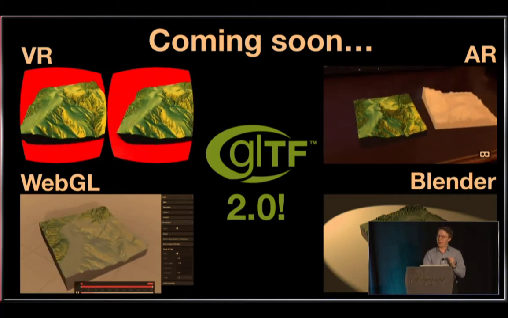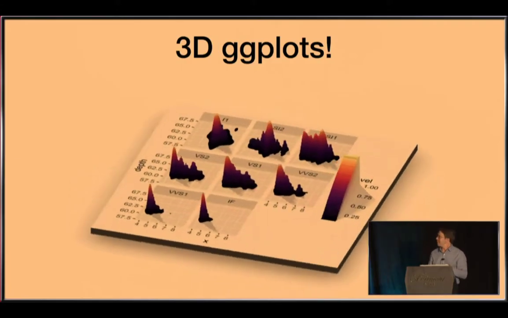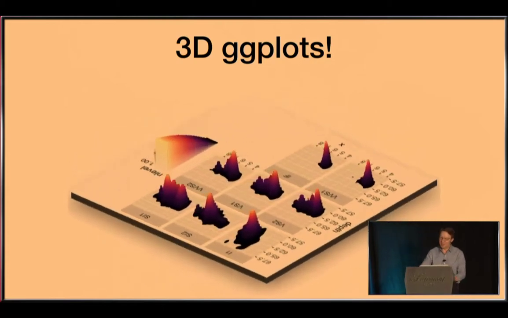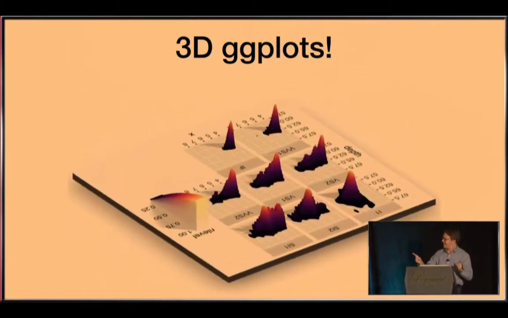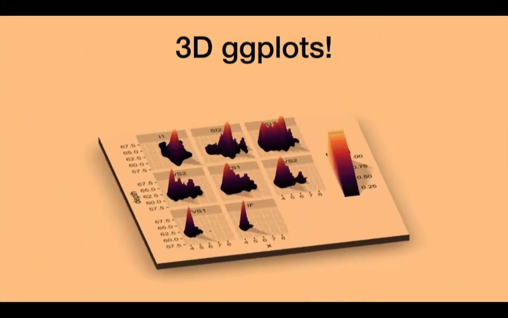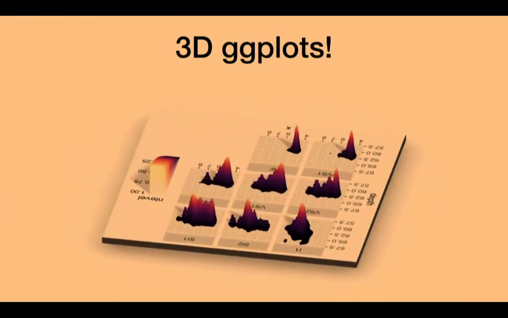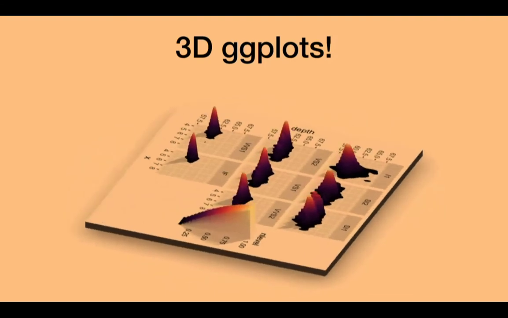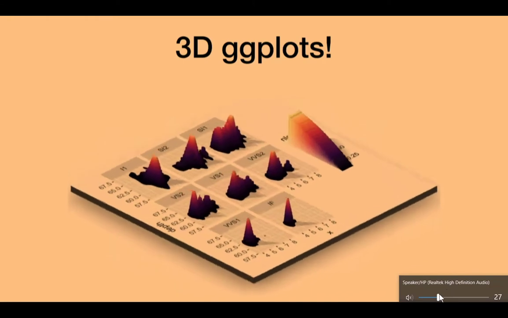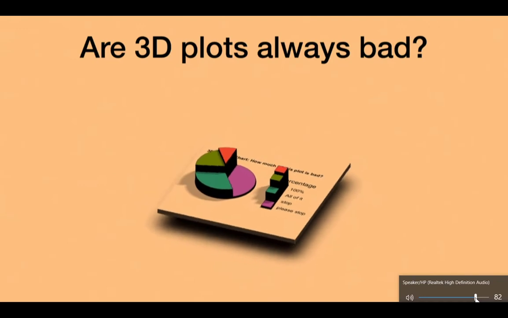But I think I know what many people came here to see: 3D ggplots, which are coming next. That will be in the next release of rayshader. But before I release this to the public, I do need to address the small contingency of people who would say that I shouldn't even release this feature because 3D plots only exist to impede interpretation and are an affront to good visualization practices. So, are 3D plots always bad?